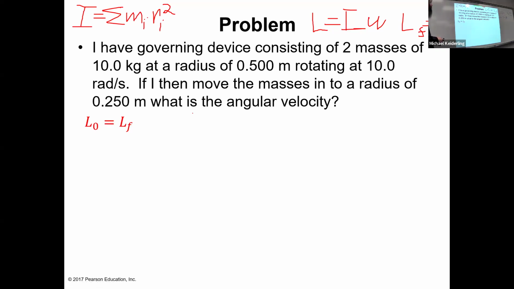So our initial angular momentum will equal our final angular momentum. So moment of inertia initial times angular velocity initial equals moment of inertia final times angular velocity final.